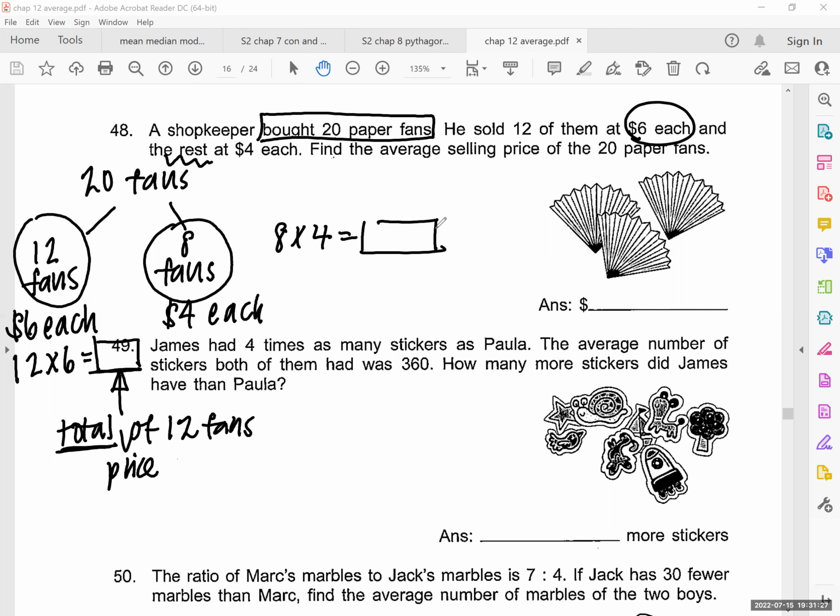So right now, can you see the keyword is that they want you to find the average of that 20 fans, right? So before you find the average, you must find what first? Total. Do you think you can find the total? How? We take the price of 12 fans plus the price of this one and this one, right? You give me the total, and then do you think you can find the average from there? Yes. Easy peasy. What's the next one?